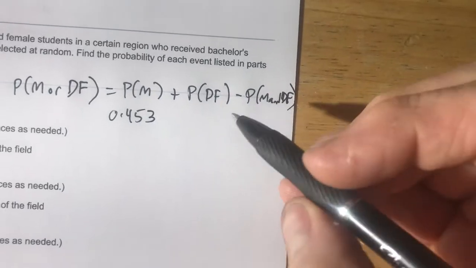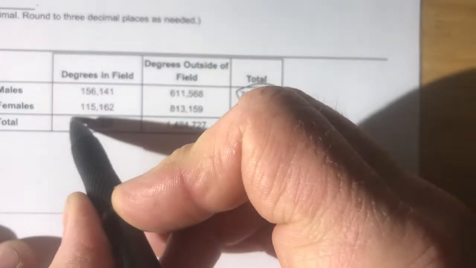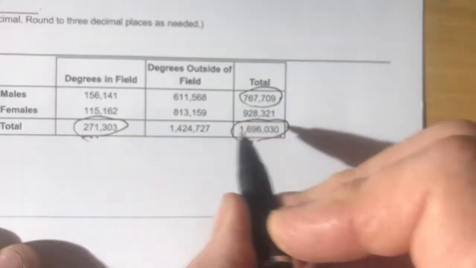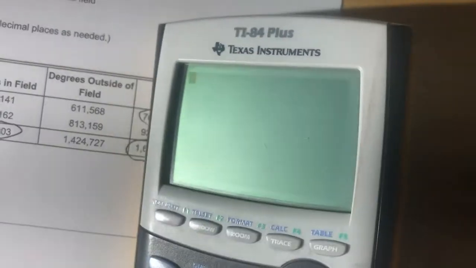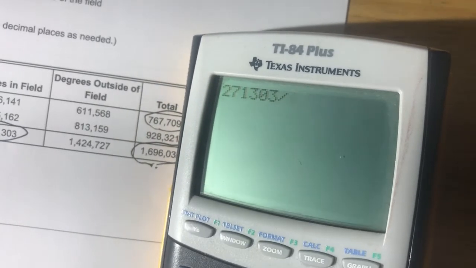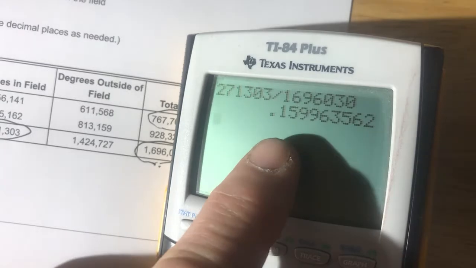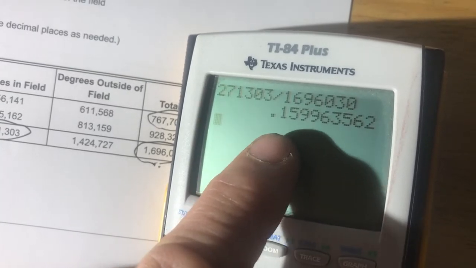Okay, now what's the probability they got a degree in their field? Right? If you look here, degrees in the field is right here. So it's that out of the total. So I do this divided by this. So let's punch that in. All right, 271,303 divided by 1696030. That's 0.159. See, this 9 makes this 9 go up to 0.160.